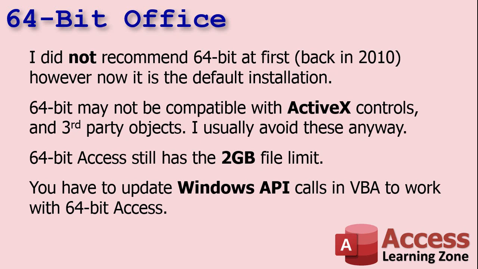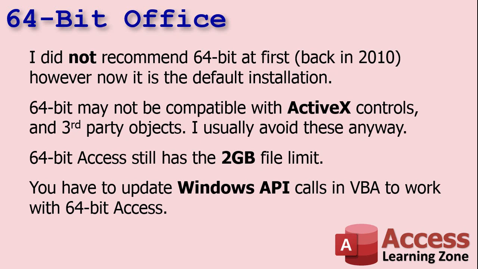Plus, and this is something I don't understand why Microsoft did this, 64-bit Access still has the 2 GB file limit. I don't know why they didn't upgrade that. The major reason why most people's databases won't work is because you have to update Windows API calls in VBA to work specifically with 64-bit Access. Now, if you don't know what a Windows API call is, if you haven't done any programming with Windows API calls, then this video probably isn't for you anyways, unless someone else built your database and you're going to have to figure out what they did.